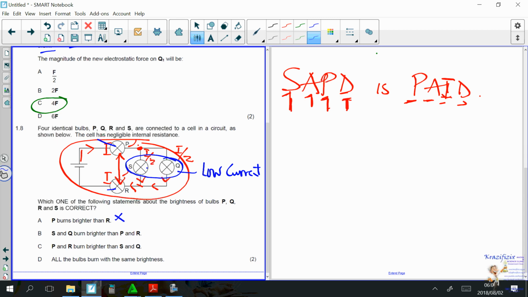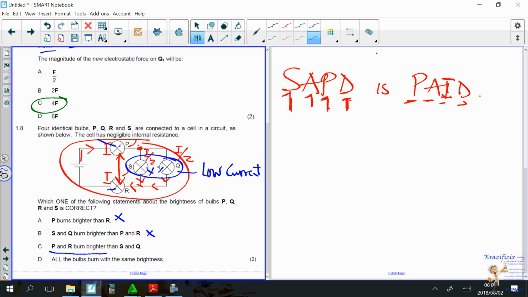That's not true because they have the same current, the same potential difference. S and Q will burn brighter. That's not true because our current there is actually divided. All right. And the potential difference also has a play. Now P and R, these two resistors, are connected in series. So number one, they divide potential difference equally. All right, so they have the same potential difference, but current is not the same.